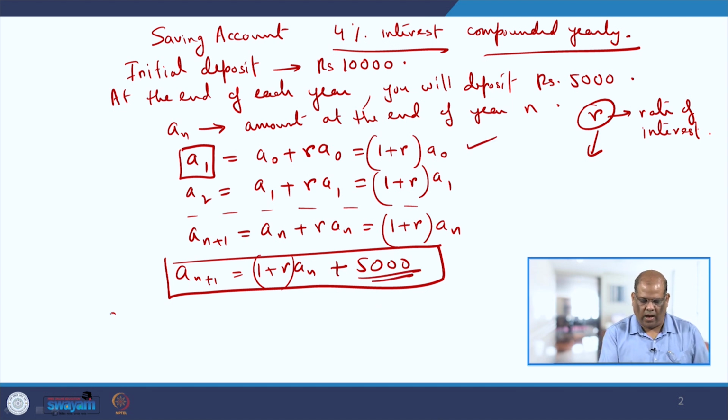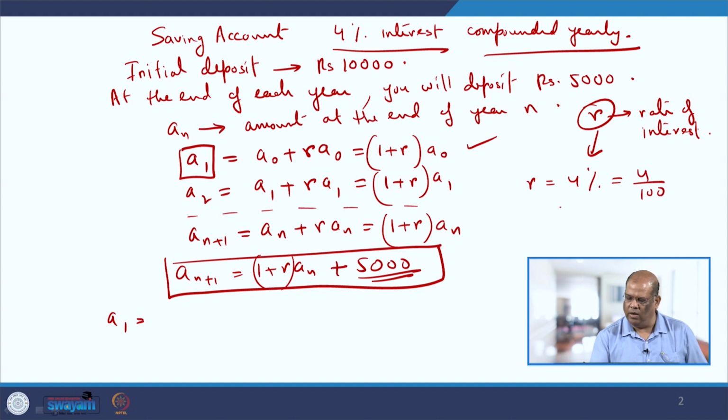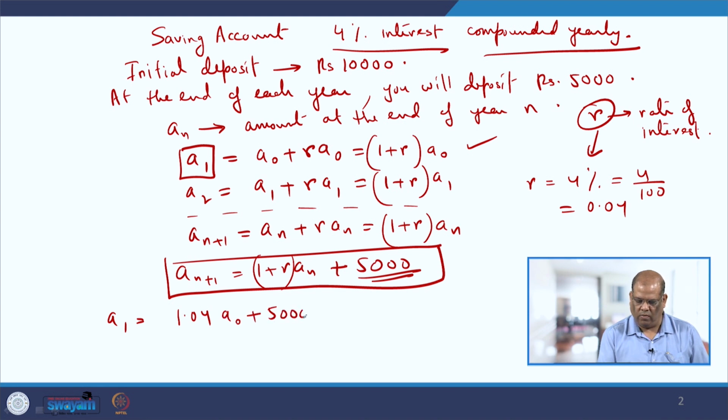So, if you now want to calculate your A1, your rate of interest R is 4%, and as I told you, you have to divide it by 100 to make it 0.04. So, A1 is 1.04 multiplied by A0, plus 5,000, and this will give you approximately 10,400 plus 5,000, which is 15,400.